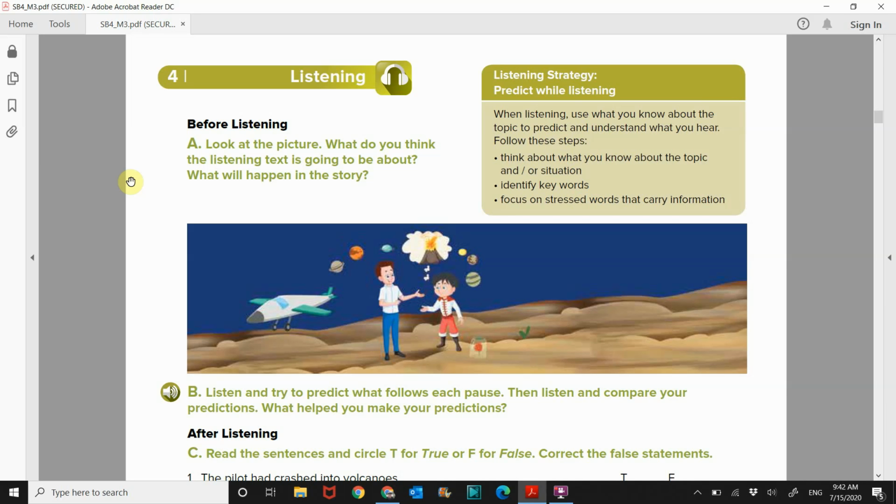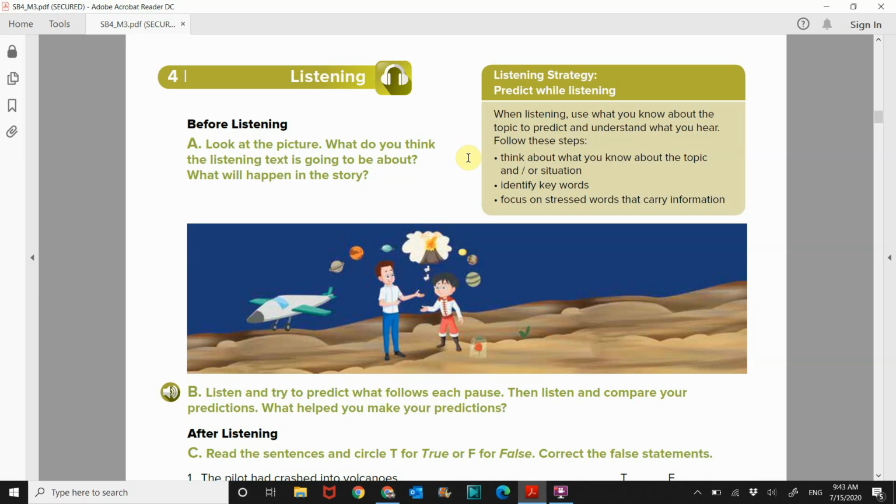Welcome back, students. As you can see, we are in section 4, listening. So the listening strategy is to predict while listening. This is pretty much the same strategy in every unit. So when you're listening, you should try to predict what you think they're going to say. So when listening, use what you know about the topic to predict and understand what you hear.